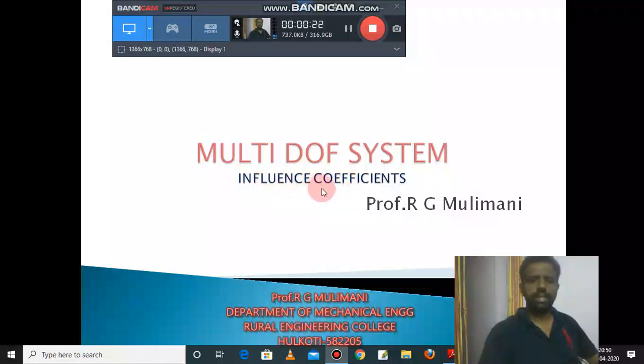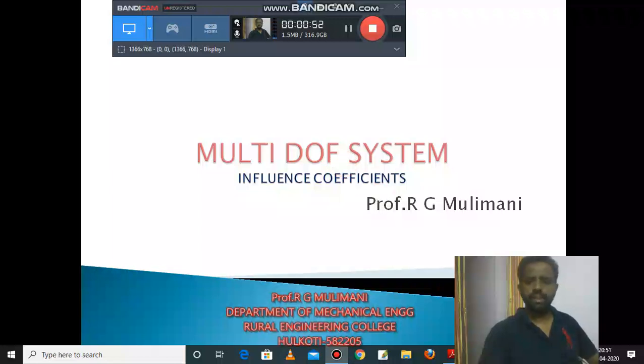Influence coefficients are the displacements, static deflections of the masses due to the unit force applied. For a given n degrees of freedom system, there are n square number of influence coefficients. Influence coefficients are denoted as Aij, where Aij is the deflection at the mass i due to the unit force applied at the mass j.